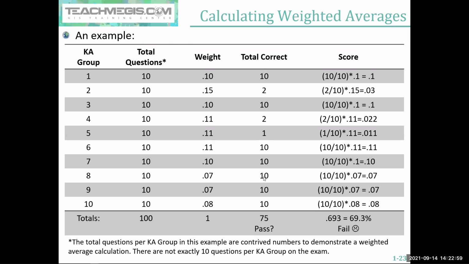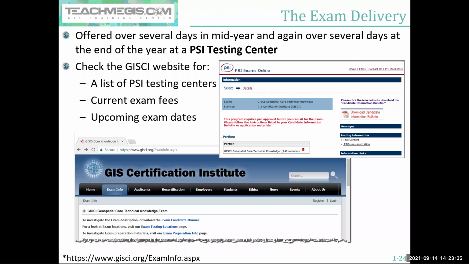So if I just added up the number of correct, I would get a 75. Seems like I passed. But if I do the weighted average, right? The number of correct divided by the number of questions times the weight. Then I get a 69.3 and I fail. Okay, so anyway, that's how it's scored. If you don't pass, you'll be told what areas you were weak in, but I don't think you see the actual score, the actual number correct in each section. Okay, so 73, that's what we got to get, guys.